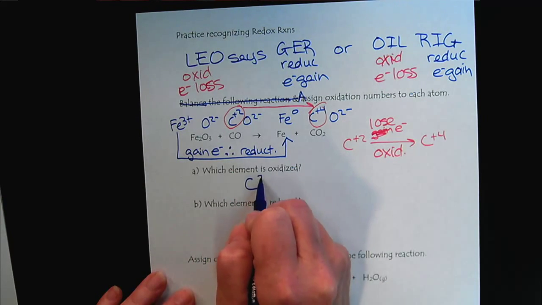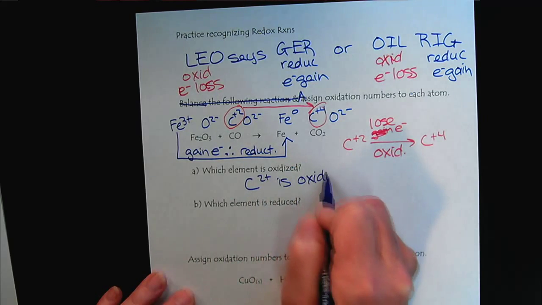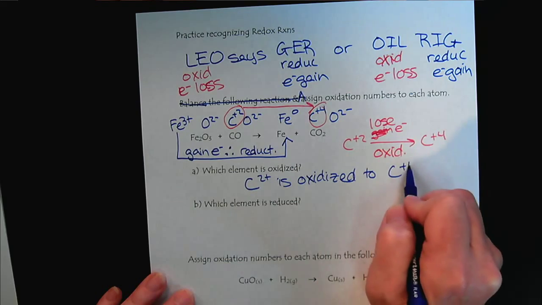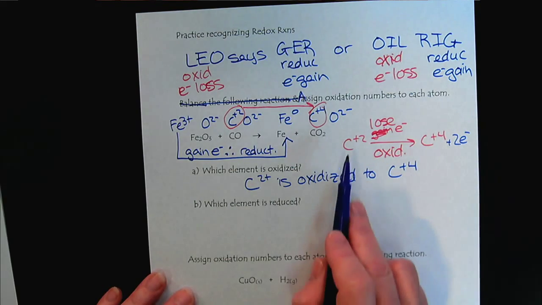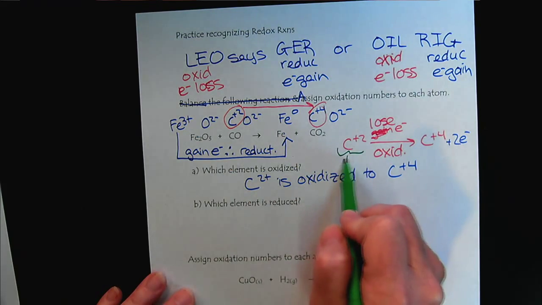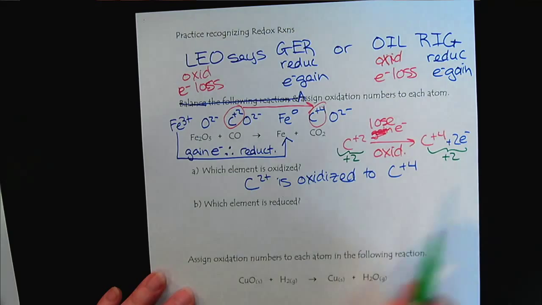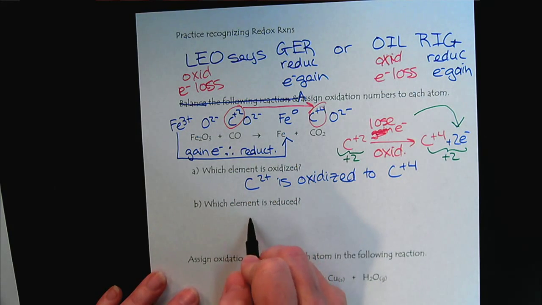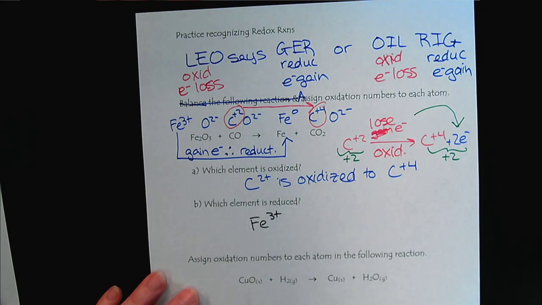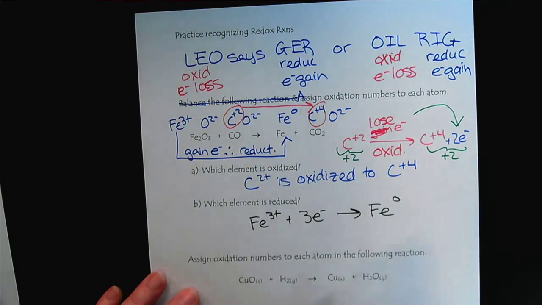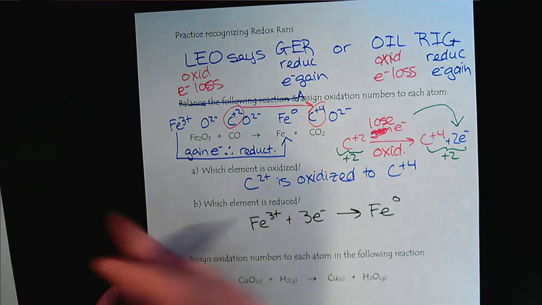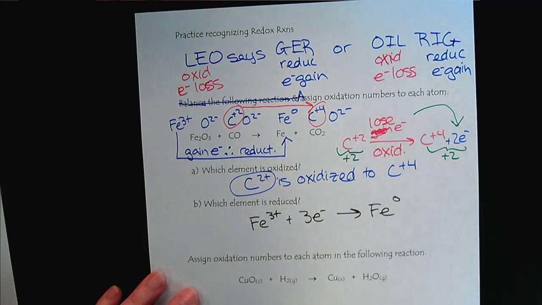So the carbon +2 is oxidized to carbon +4. To help you perhaps see, notice we could put the 2 electrons there. Now on the left we have a net +2, and on the right we have a net +2. So these are the lost electrons. Simultaneously, the iron started as +3, so it would have to gain 3 electrons to become iron solid pure. So the carbon was oxidized and the iron 3+ was reduced.